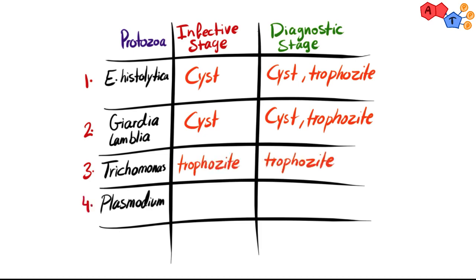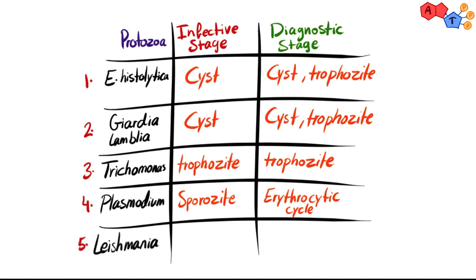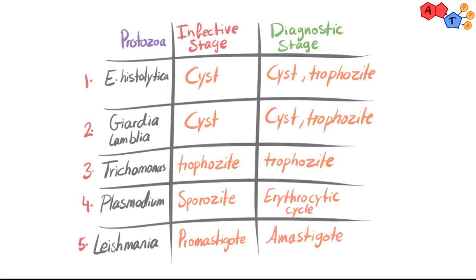Then we have Plasmodium, and the infective stage is the sporozoite, when it's on the female mosquito, and the diagnostic stage is when it's during the erythrocytic cycle inside the red blood cells. Lastly, we have Leishmania. The infective stage is the promastigote when it has the flagella, and then the diagnostic stage is the amastigote when it loses the flagella and it's inside the macrophage.